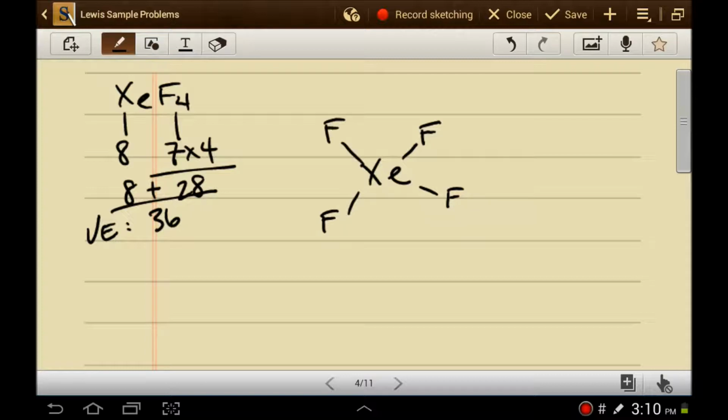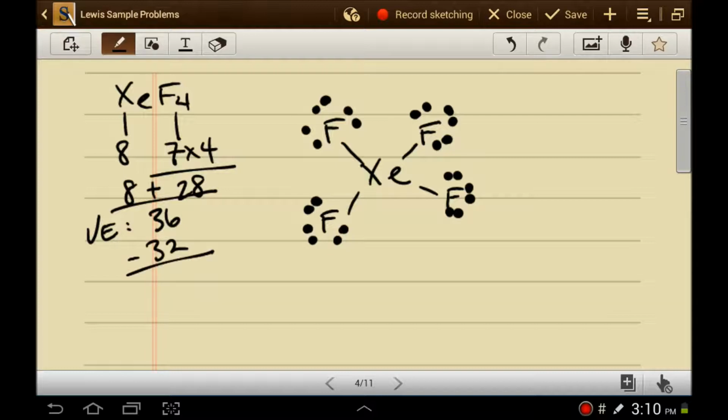That's the 4 fluorines. The outside atoms get an octet. 2, 4, 6, 8, 2, 4, 6, 8, 2, 4, 6, 8, 2, 4, 6, 8. The outside atoms have an octet. I've used 32 electrons to make my structure. That means there are 4 leftover electrons. And where do those leftover electrons go?